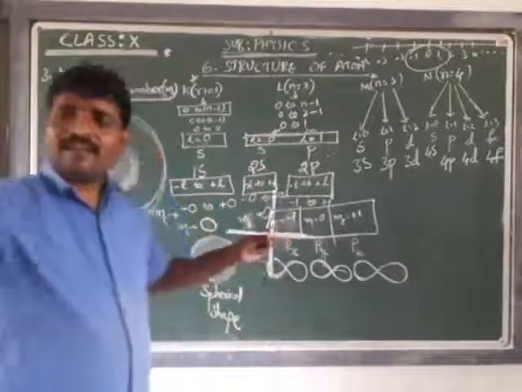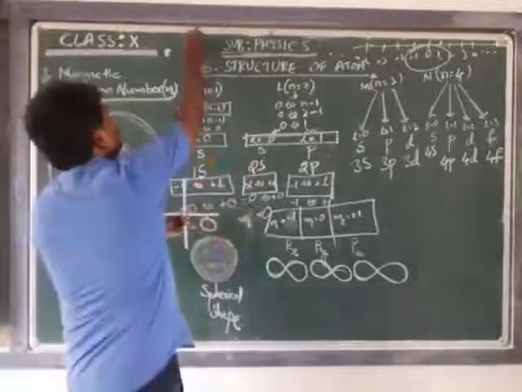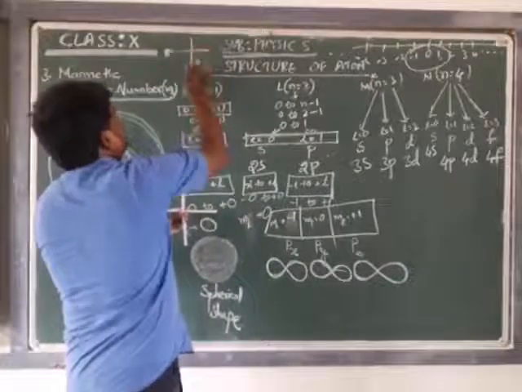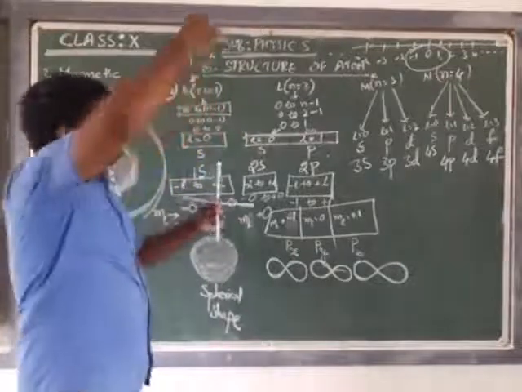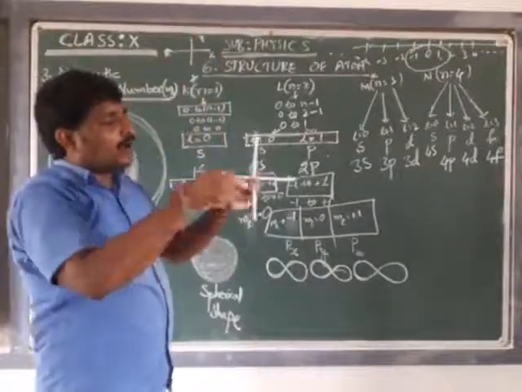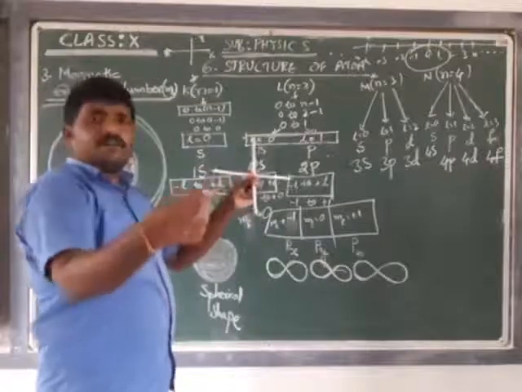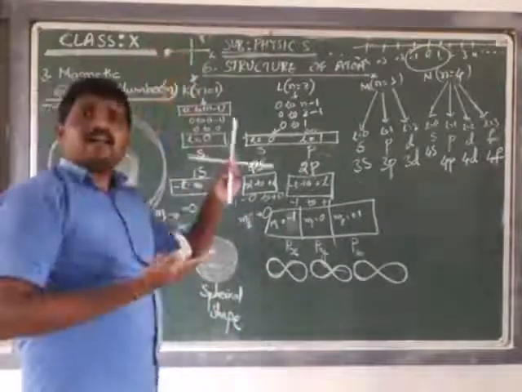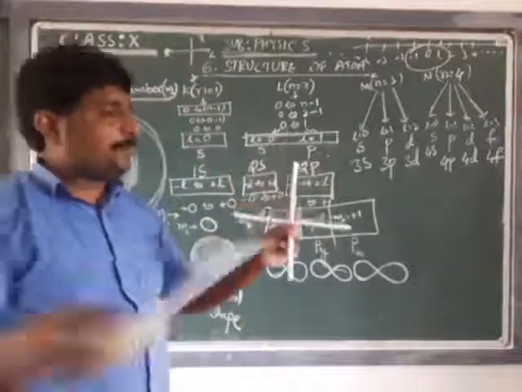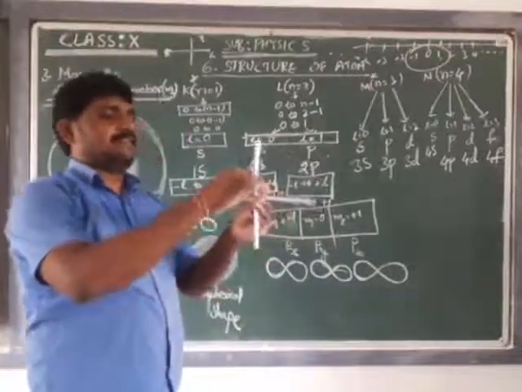Z, if I try to draw on the board, suppose this is x and this is y. When I try to draw z, it is out and in of the board, which I can't see. This is inside of the board and outside of the board, which I can't draw in 3D. So I am taking the help of this. This is z-axis.